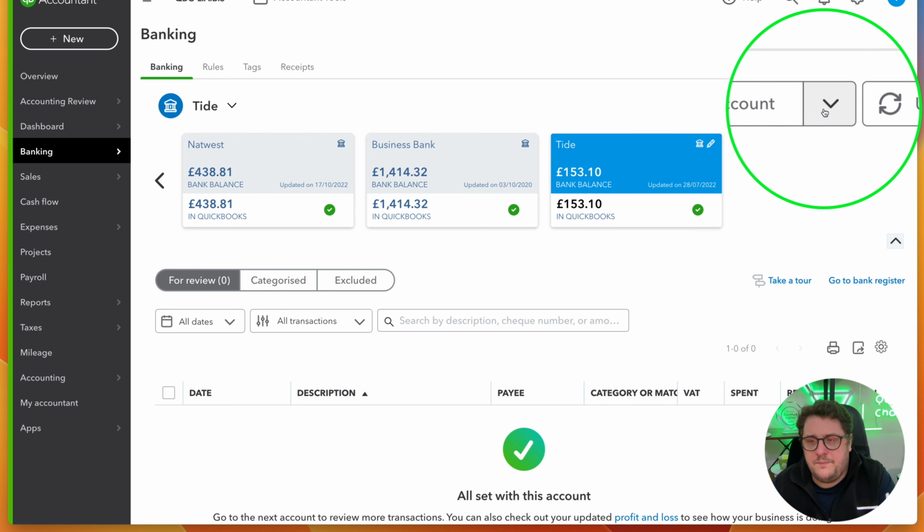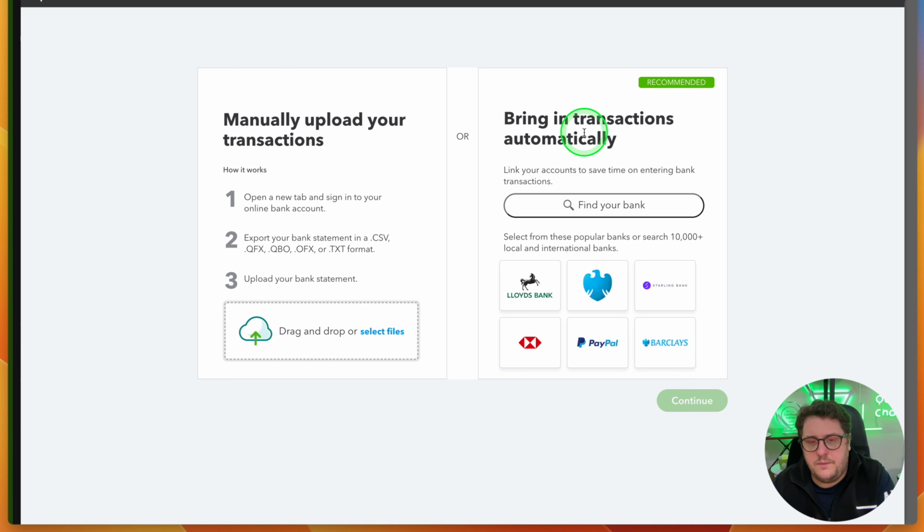Once you've found the two dates that you're missing, then at that point you need to jump into your bank account, log in as normal, and download the information from there. Once you've done that, head back to the banking area, go to the top where it says link account, and just below it there's an option with a drop down arrow, upload from file.